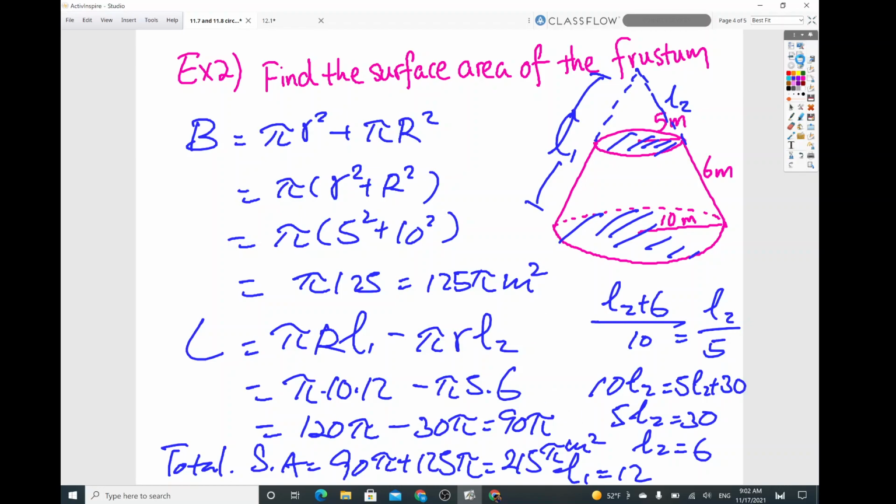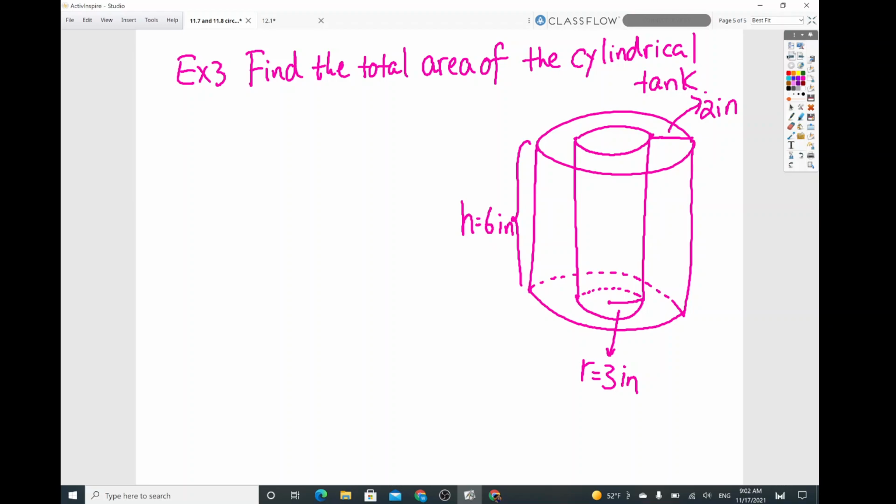Okay, so now let's see what else we have. Find the total area of the cylindrical tank. Okay, so this one, inner radius, that's 3. And the distance from the edge of the smaller circular base to the outer base would be 2 inches. So the outer radius would be 3 plus 2, which is 5 inches for the outer radius.